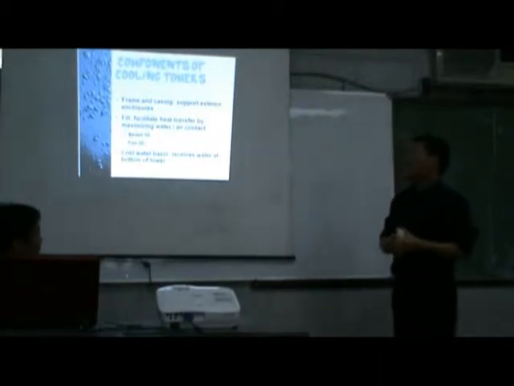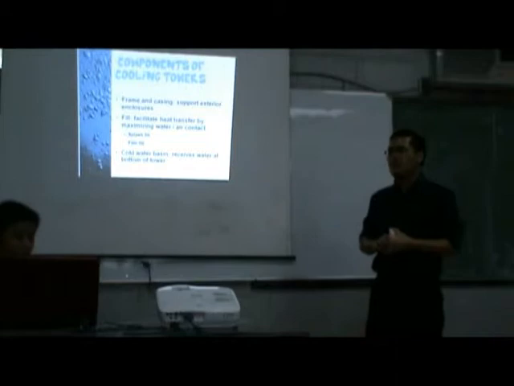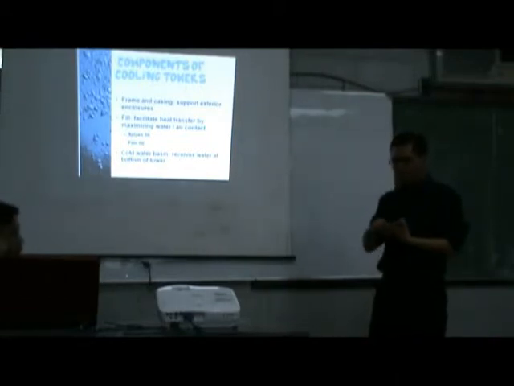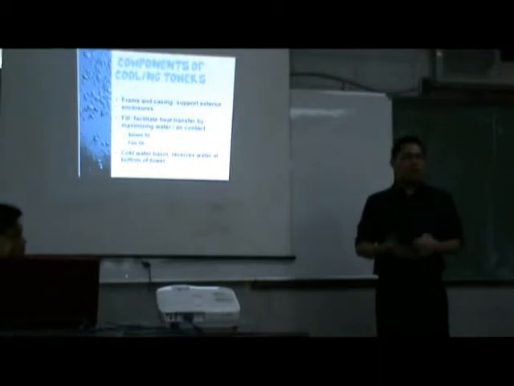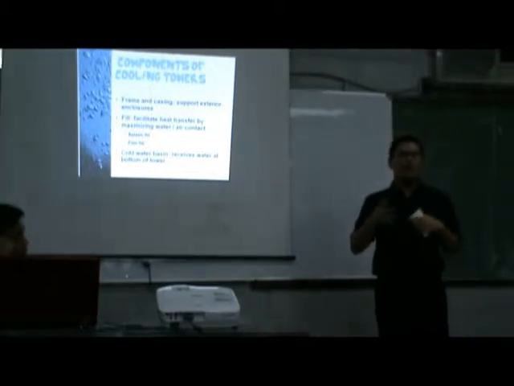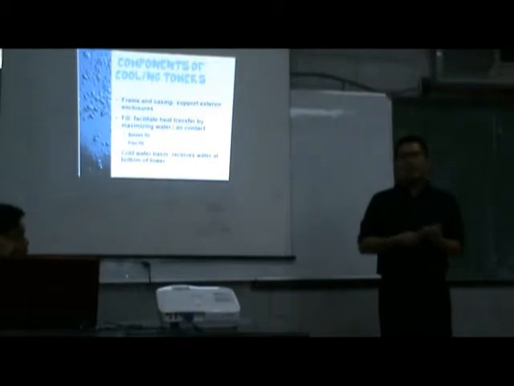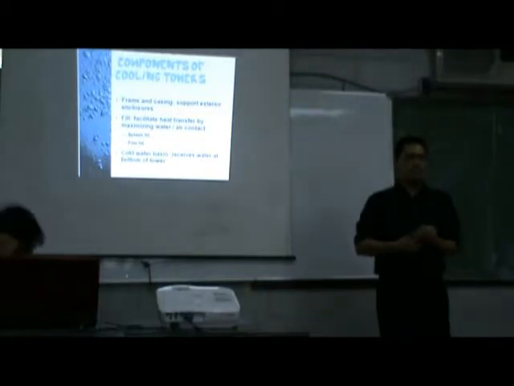So first, the frames and casing. These are the exterior part of the cooling tower. It can be steel or it can be concrete. The steel type or the wood type can be factory built, but the cement type, the ones that we used to know, like in nuclear power plants, the hyperbolic type, is site erected. Those types of cooling tower are most recommended for large industries since it is expensive.